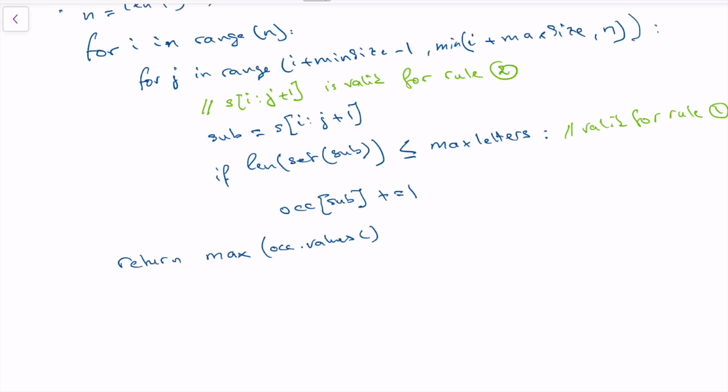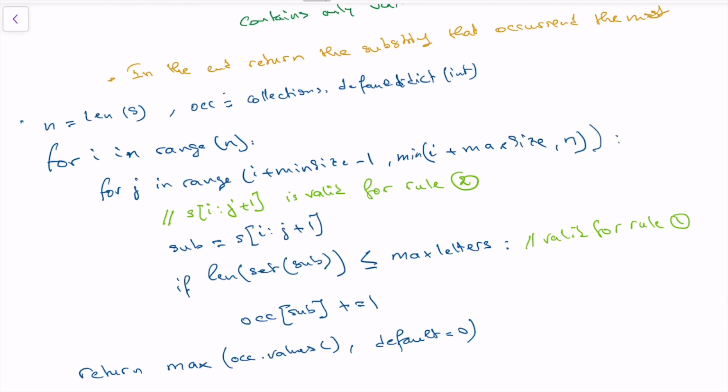And just to avoid the problem where occurrences may be empty because we didn't find any valid word, we're going to default to 0. In Python, this says if occurrences is empty, just return 0. And that's pretty much it. We went through every position, generated a word that is valid using the second rule, which means its length is in the range that the problem asks for. Then we check if the number of unique characters is less than or equal to max letters, so that it's valid according to the first rule, and then we increase the number of its occurrences, and at the end we just return the max.